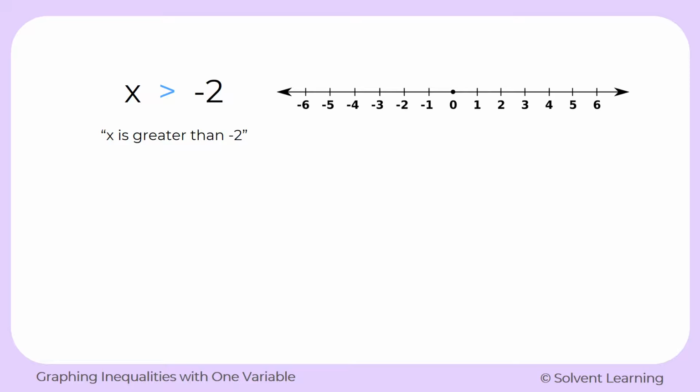The first thing that we'll do is plot a circle at -2 because that's where we're going to start. And then we show that x can be anything more than that. So we shade to the right of -2. Now notice that we also shade in the arrow at the end of that number line, because we want to represent that x goes on and on for infinity in that positive direction. So remember, if x is greater than that number, we have an open circle and shade to the right.